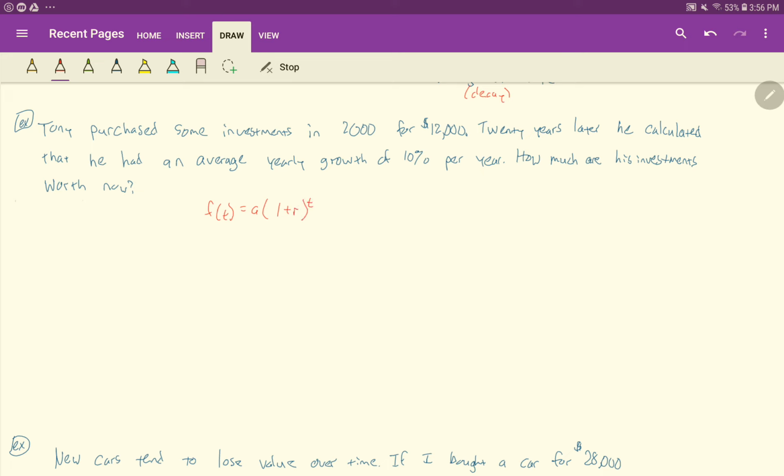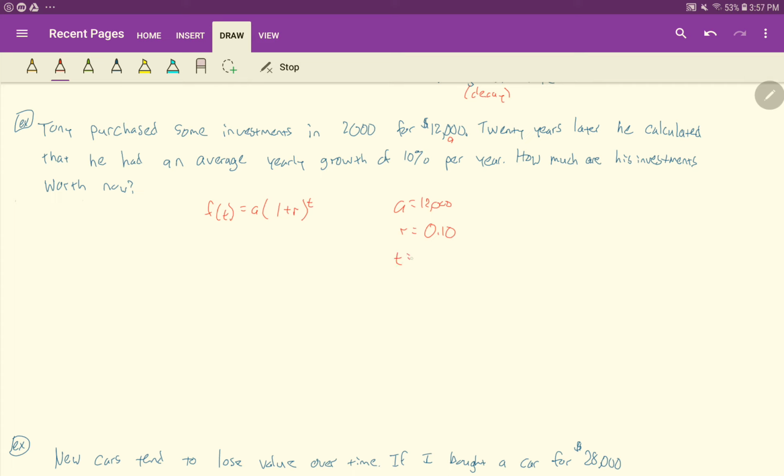Now, what is our a? Well, what's the starting amount? It's that $12,000 right there. So this is our a. And then our r, what's our percent increase? Our growth is 10%. It's a growth, so it's going to be 0.10 as a decimal.